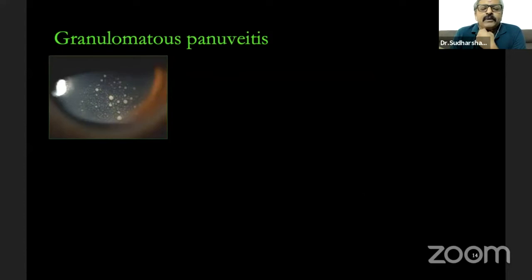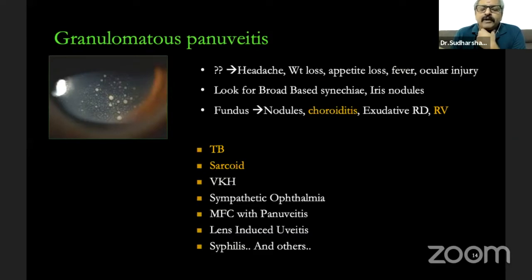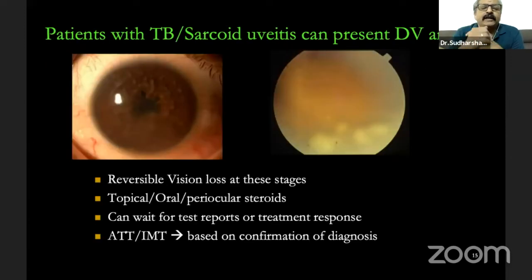So a granulomatous panuveitis can be VKH or sympathetic ophthalmia, but if you have a granulomatous panuveitis with significant choroiditis and retinal vasculitis as the predominant involvement, then you're probably dealing with cases of TB or sarcoid. So we just had indications of TB sarcoid, how they present.